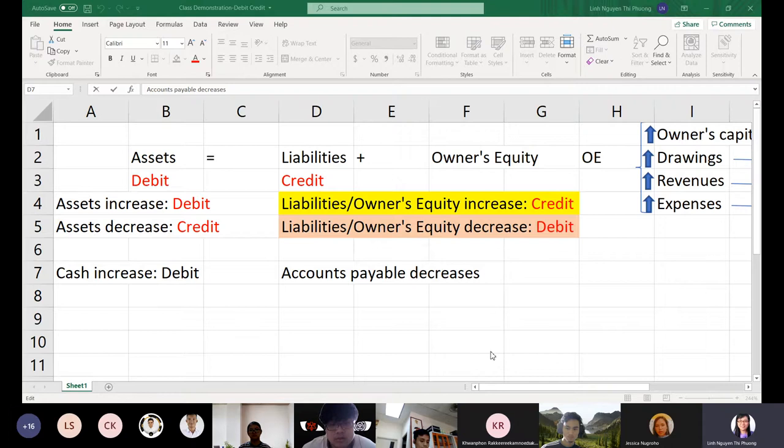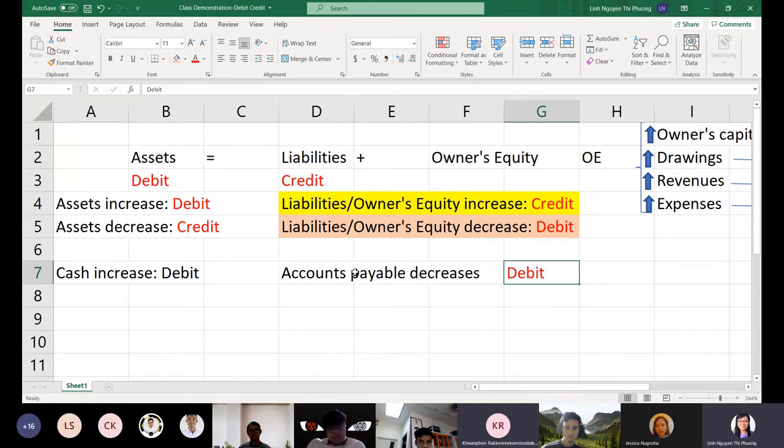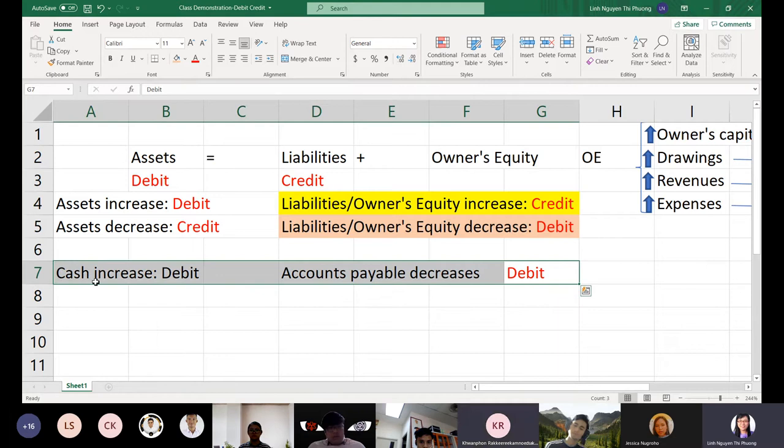Okay, the answer is, it should be? Debit. Okay, why debit? Because accounts payable is a liability. And when a liability decreases, we will? Debit. Okay, debit. You with me?